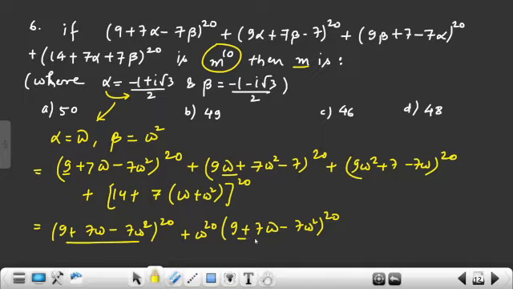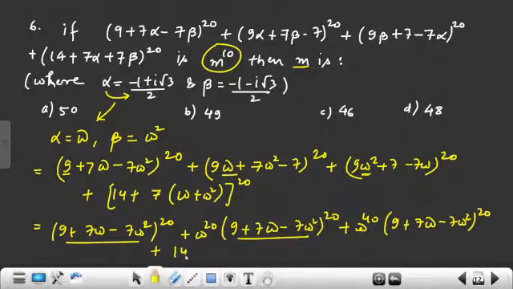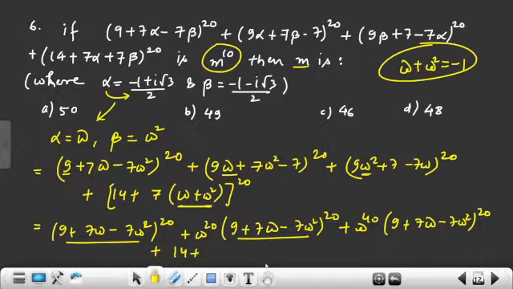Now you understand, the pattern is making this the same. Similarly, tell me what we can take common from here: omega square, but outside omega 40 will come. So this will be 9 plus 7 by omega square, that is 7 omega, minus 7 omega square, power 20, plus 14 plus, omega plus omega square is how much? Minus 1. So 7 into minus 1 is minus 7. 14 minus 7 is 7, right? So I will write here 14 minus 7 and whole power is 20.